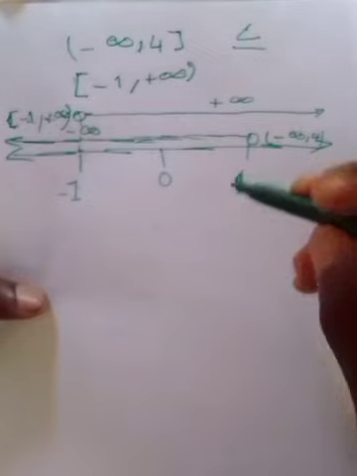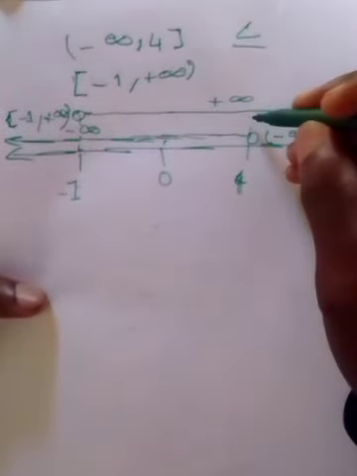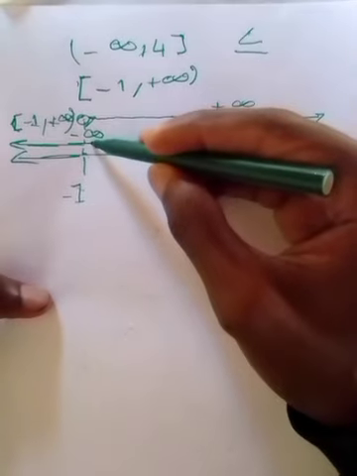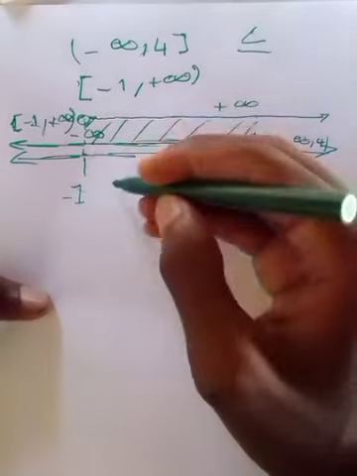Now, since in the original question there was less than or equal to, I'm going to find the intersection of this and this, the region where they intersect, and it is none other than this region A. This is where the intersection is. So now you're going to describe this intersection.